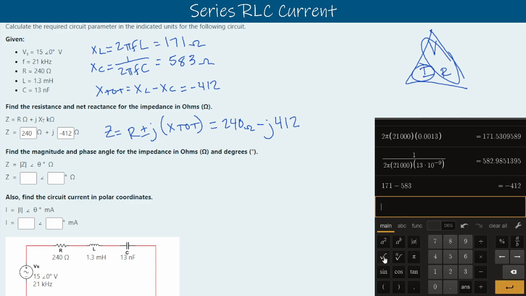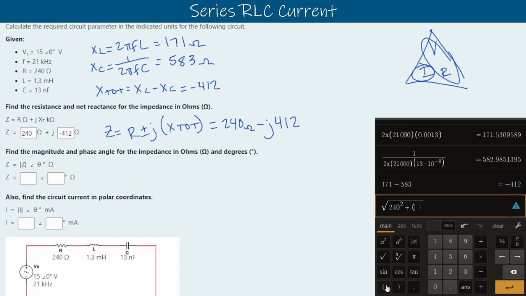We'll take our square root equation. We have 240 squared plus, technically this negative is there, so if we put in a parenthesis, we can say negative 412 and square that, and we end up with a positive anyway. A negative times a negative makes it a positive, so we end up with a positive answer as our output. This is our magnitude for our polar form of Z.